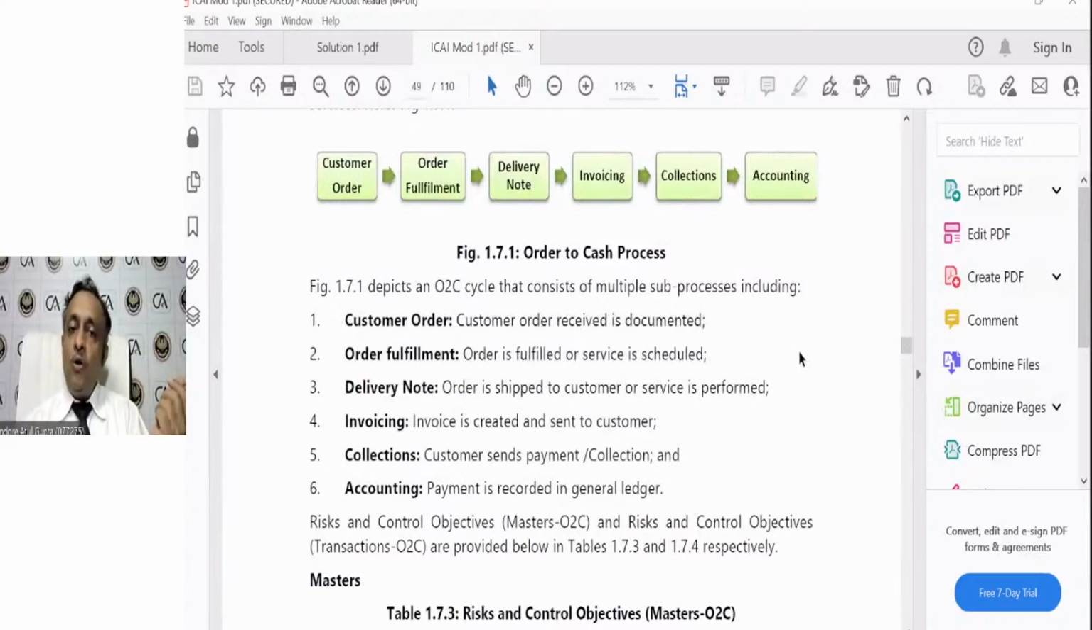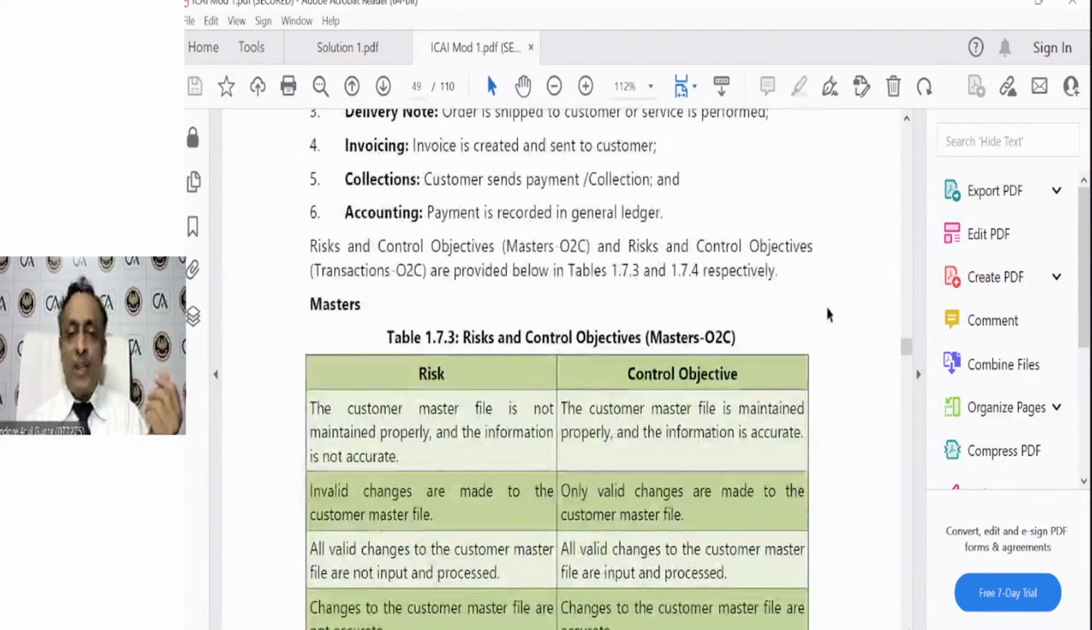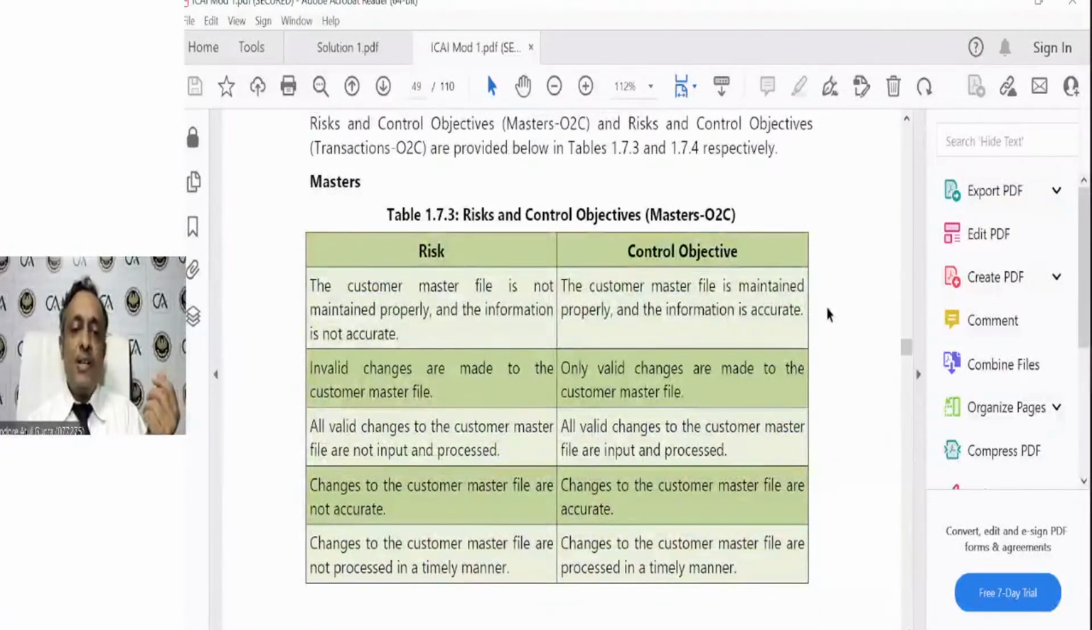So O2C, the flowchart given talks about the customer order, the order fulfillment, the delivery note, invoicing, collection, and accounting. Let us see the risk and control. So starting with the first part, that is risk to master.